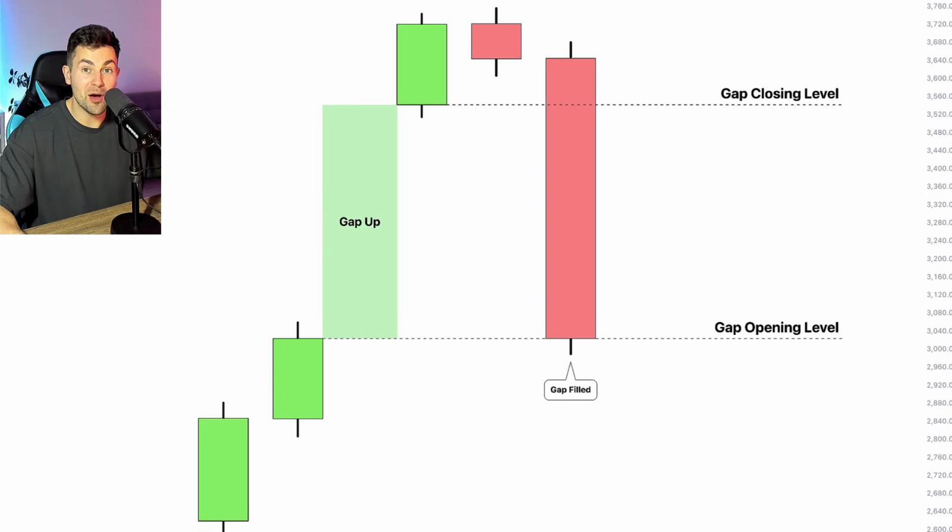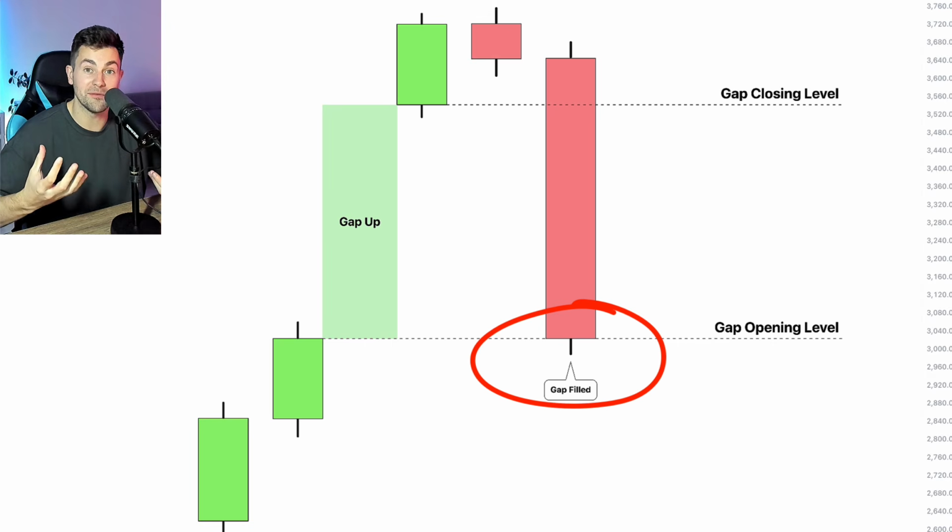Most of the gaps are filled. We see that the gap up is filled when the price drops to a gap opening level. And here you can see how exactly gap fill looks.